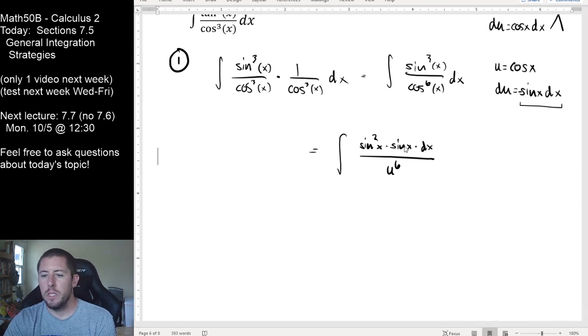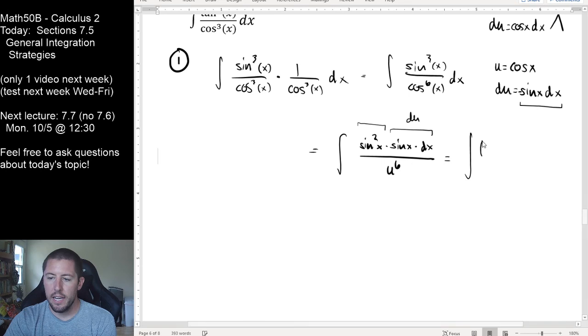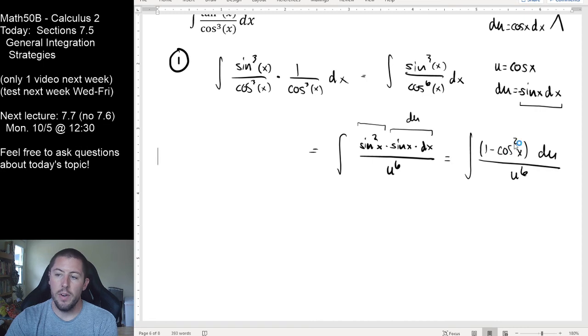So now what I'm thinking to myself is, well, I know that sine x dx is just going to be du. So the only part I have a problem with is sine squared of x. And the only way I have to convert it into u stuff is with a cosine. And so the good news is we've got a Pythagorean identity that can help us out with that guy: 1 minus cosine squared of x. This is now just our du all over u to the 6th. And it looks like now I can rewrite this in terms of u. So I'm seeing here the integral of 1 minus u squared over u to the sixth du. Feel pretty good about that. It seems like this is nice and simplified right here.